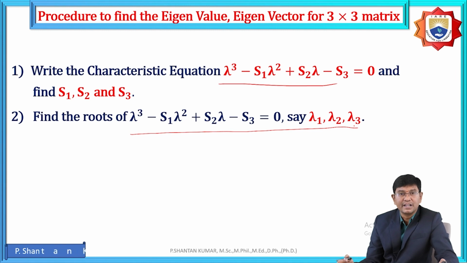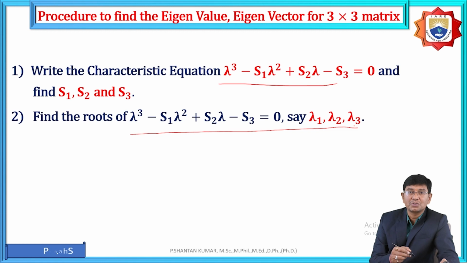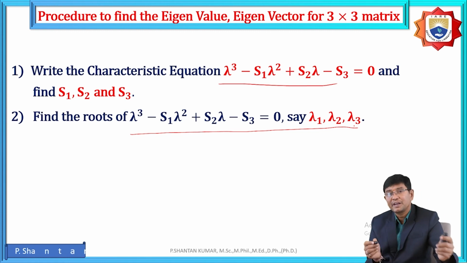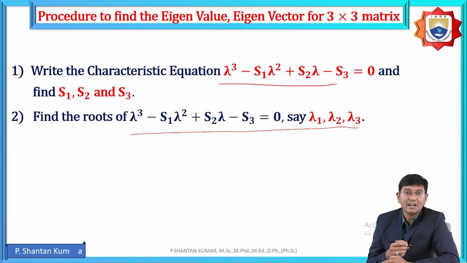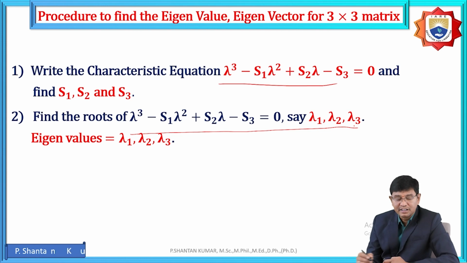That means, because the matrix is a 3 by 3, while we are solving it, we obtain three roots. The three roots are nothing but lambda 1, lambda 2, lambda 3. Here these are called the eigenvalues, or characteristic values, or latent roots, or proper values. And similarly, here these are the eigenvalues lambda 1, lambda 2, lambda 3.